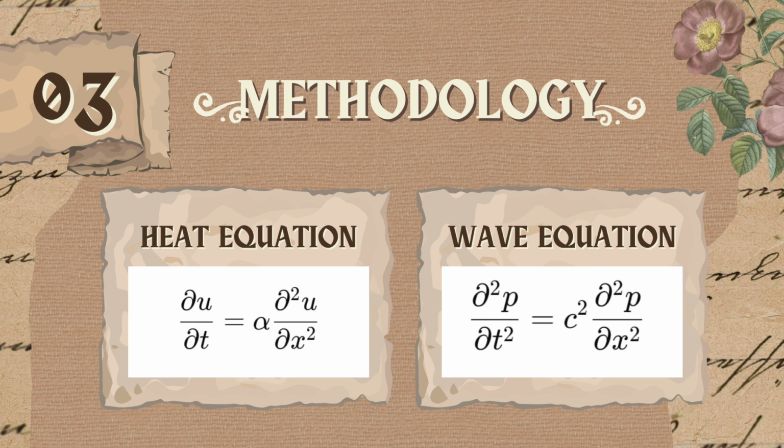The heat equation is for temperature distributions. So here is the heat equation for this model. This equation shows how temperature diffuses over time. U represents the temperature and alpha is the thermal diffusivity, which determines how fast the heat will spread.